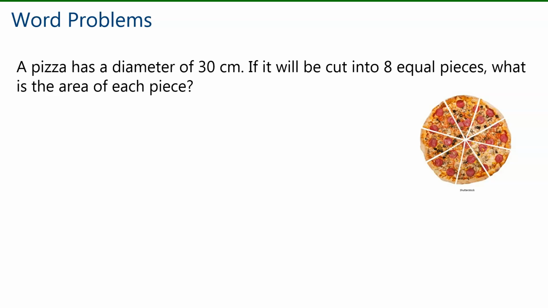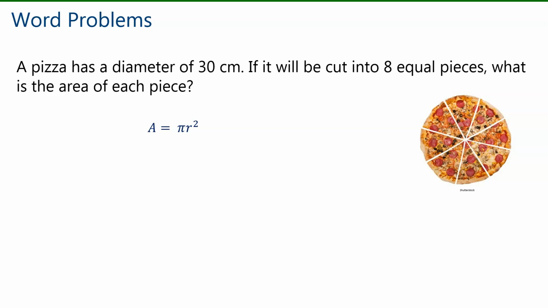A pizza has a diameter of 30 centimeters. If it will be cut into 8 equal pieces, what is the area of each piece? So we can find the area of the whole pizza and then divide that by 8 to find the area of each piece. Since it's circular, we'll use the pi r squared formula.